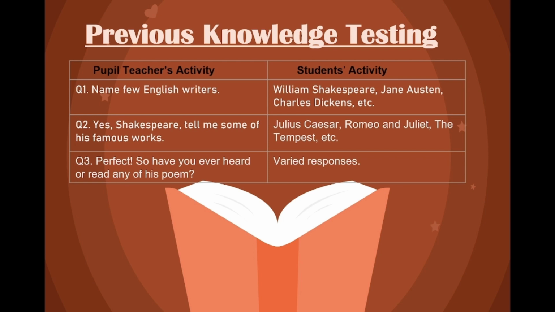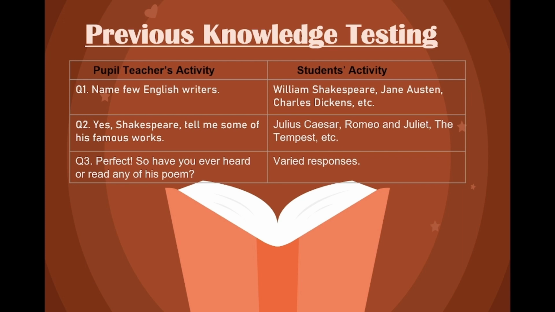So here, when you are asking the first question about English writers, if you get an answer about William Shakespeare from students, that's okay, you can move forward. If you're not getting any answer about William Shakespeare, you can simply introduce him as the first famous writer, and we cannot forget him at all when we are talking about English writers.